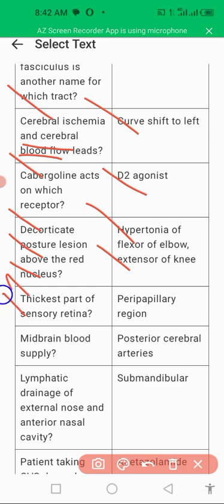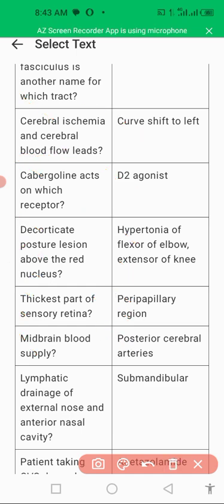Thickest part of the sensory retina is the pupillary region. Pupillary region is the thickest part of the sensory retina. Midbrain blood supply is the posterior cerebral artery. Posterior cerebral artery supplies the midbrain. Lymphatic drainage of the external nose and the anterior nasal cavity is submandibular. Lymph nodes drain from here and the external nose.